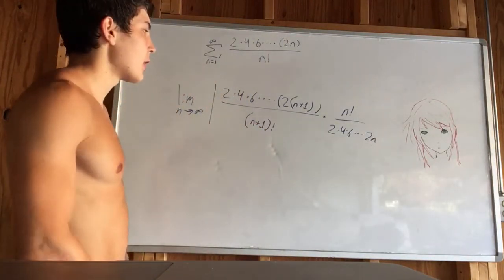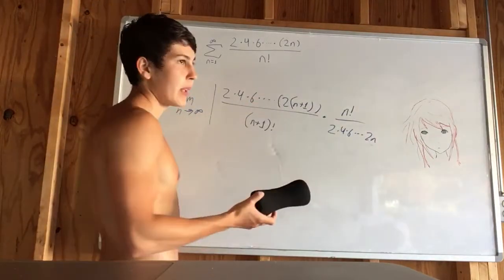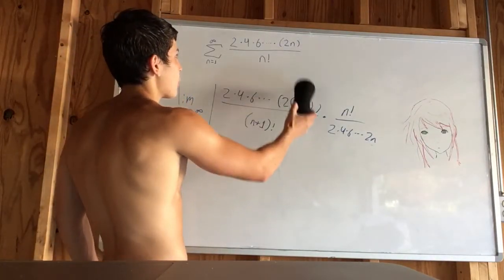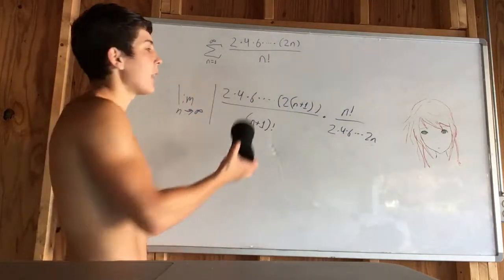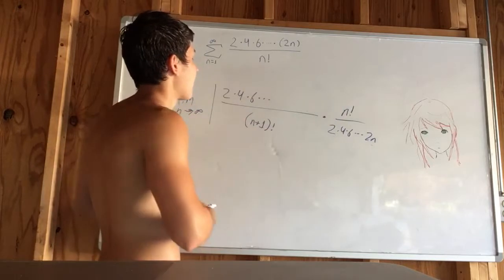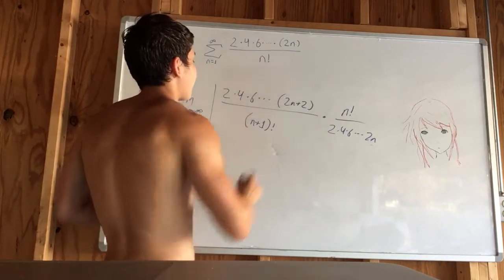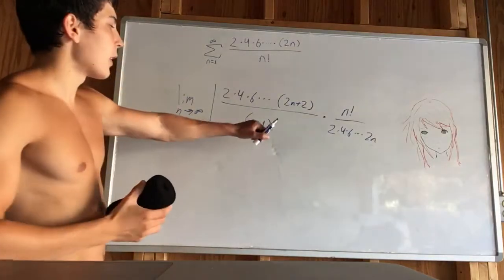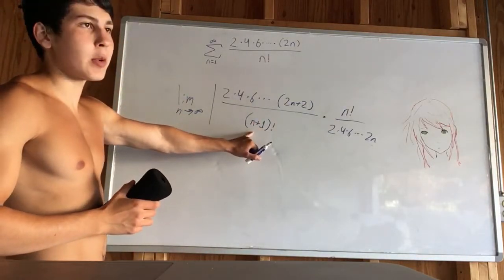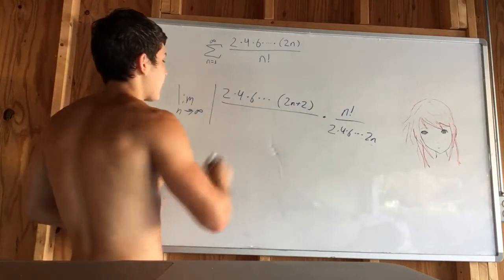Now we start to simplify stuff. First of all, let's factor out that 2, because this isn't 2n plus 1. We had to plug in n plus 1 wherever we saw an n, so we distribute this 2, and this is going to give us 2n plus 2. Now we can notice that this is n factorial times n plus 1.